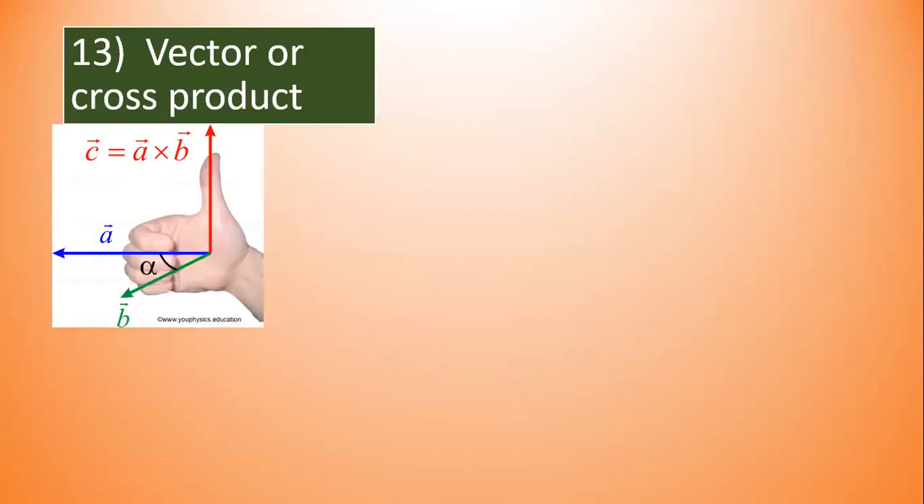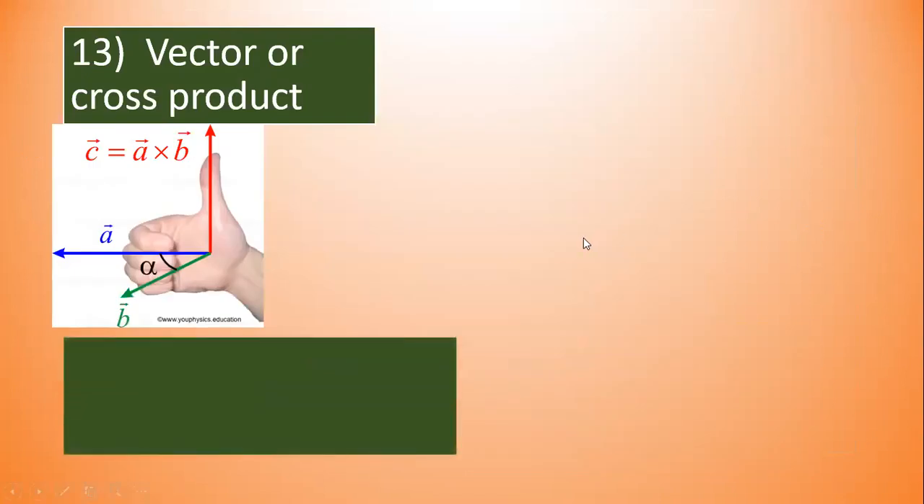Okay? Vector or cross product. Usually we put our right hand that way, facing A. The order of the vectors is important. So we put our right hand along A and facing B, and then the fingers can rotate to B. That's what I mean. And then the thumb will represent the direction of C.